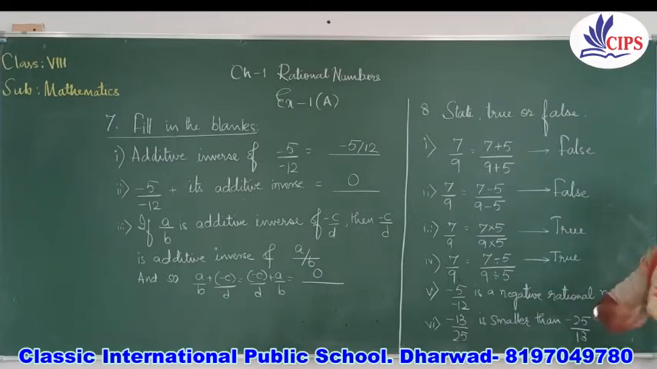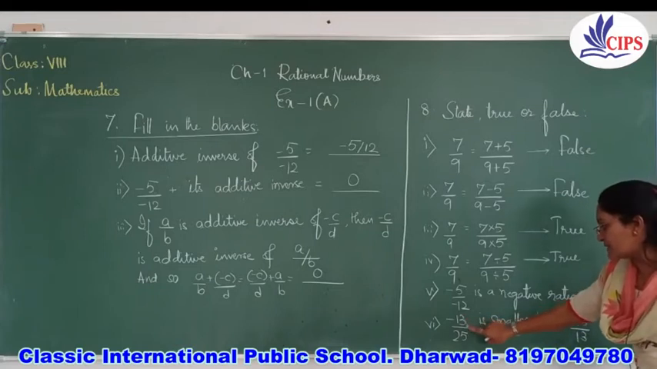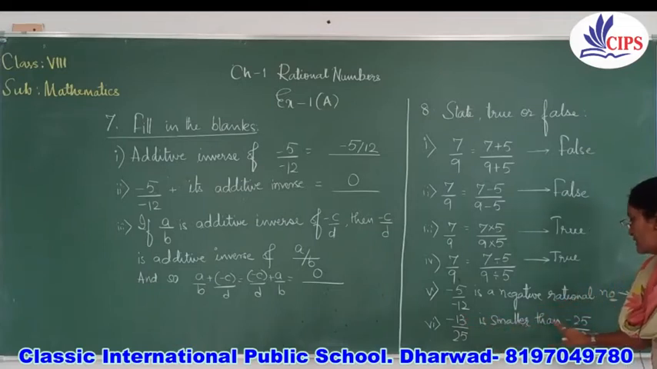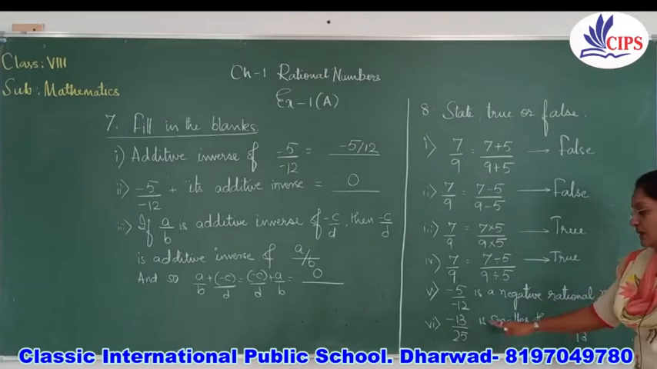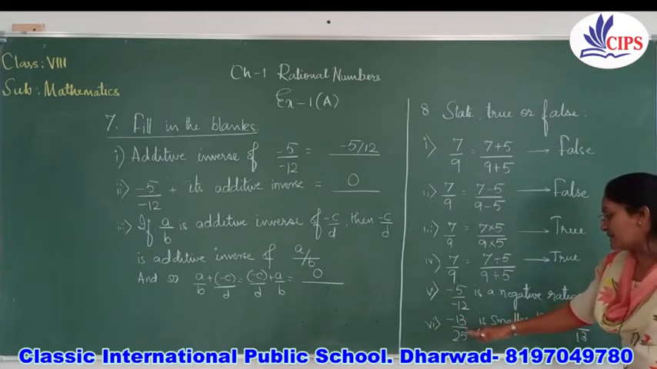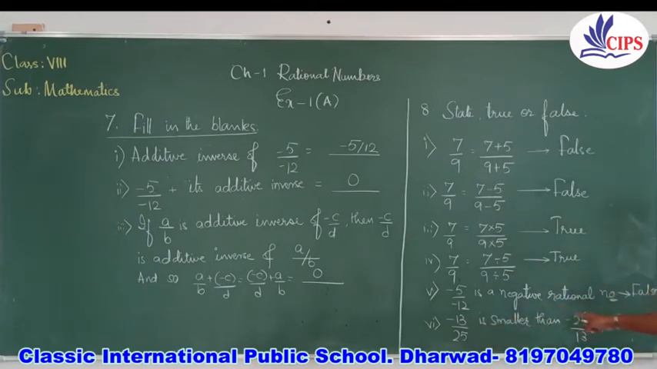Now the last one, that is the sixth one. Here they have given you minus 13 by 25 is smaller than minus 25 by 13. It would be true when it had a positive symbol, but now as it is negative, minus 13 by 25 is greater than minus 25 by 13. So as they have given you smaller, this statement will be false.